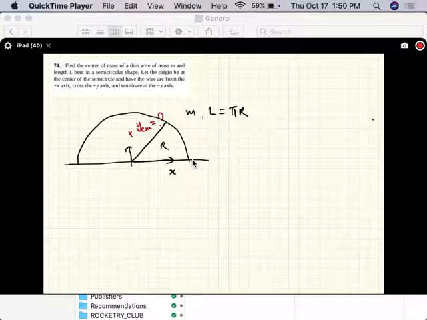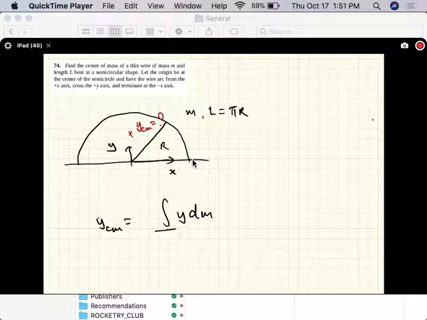So here's your x-axis, here's your y-axis. You guys understanding it so far? All right. So now we'll do integrals. So you guys can check this out. Y center of mass is the integral of y dm divided by the integral of dm.